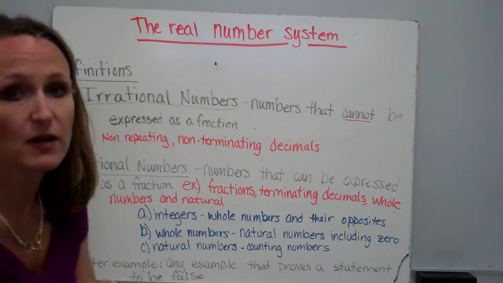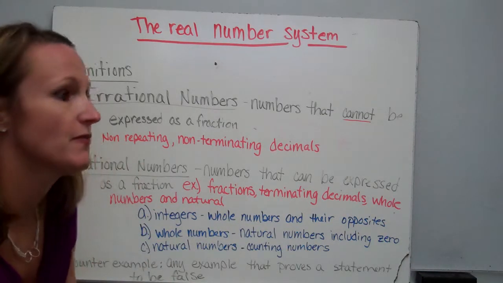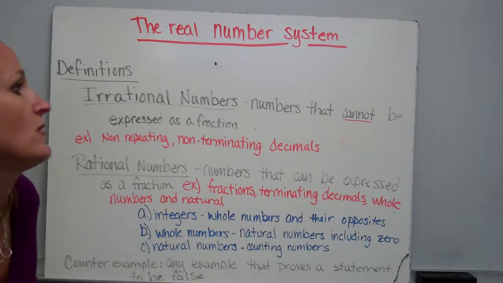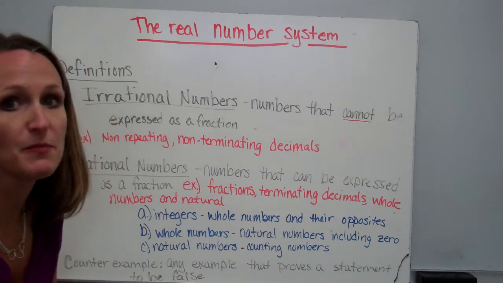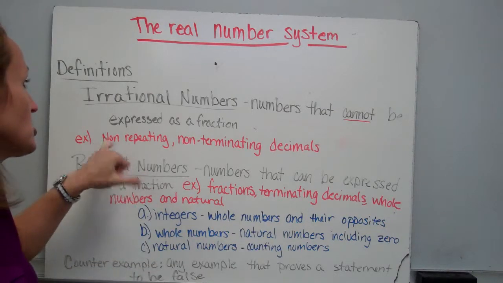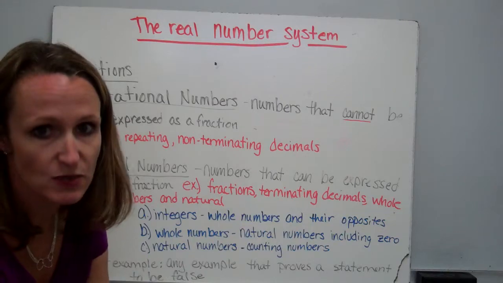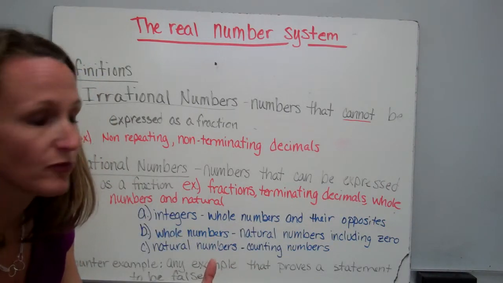Today we're going to talk about the real number system. So first, let's clarify a couple of definitions. First, we have irrational numbers. Irrational numbers are numbers that cannot be expressed as a fraction. So for example, non-repeating, non-terminating decimals. So numbers that just go on forever.